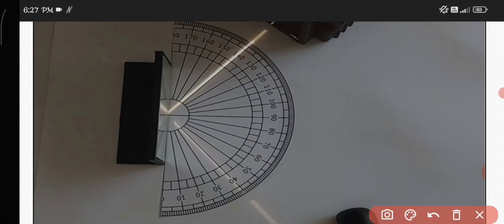Now, just count the angles from both sides. You will get equal angles from both sides. So, it is proved that the angle of incidence is always equal to the angle of reflection.